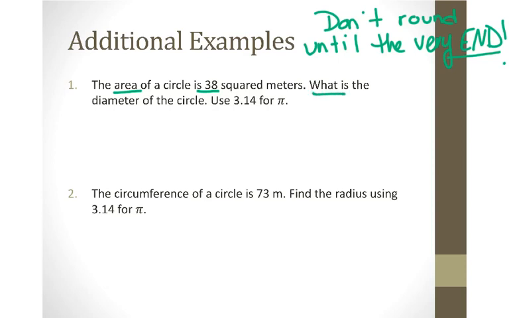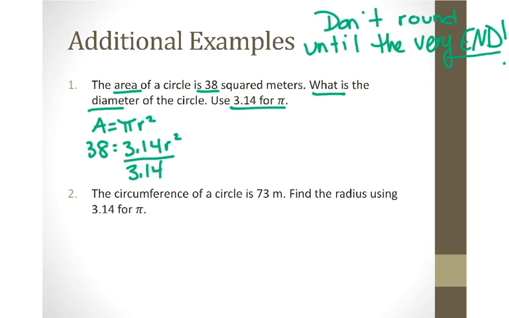They're asking me what the diameter is, and they're telling me to use 3.14 for pi. I'm talking about area, so I know I can use the formula: area is equal to pi times radius squared. Now plug in what you know. The area is 38, pi is 3.14, and you need to solve for diameter, but first you're going to have to solve for the radius. So get the r squared by itself by dividing both sides by 3.14.